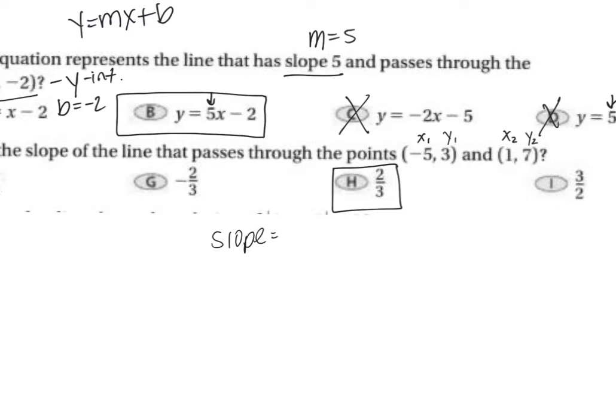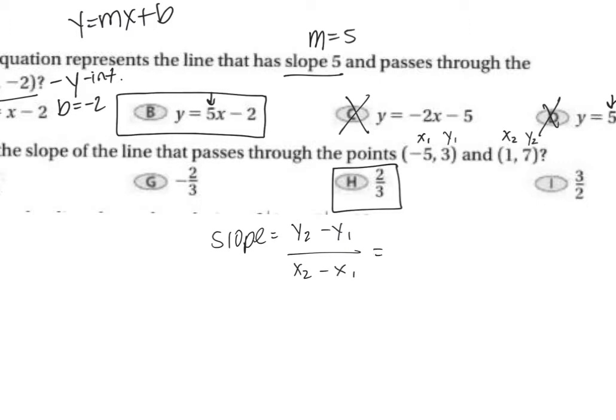I put x1, no, not x1, x2 over negative, wait, is this supposed to be y first? It's supposed to be y on top, okay? Y is in your numerator. The reason y is in your numerator, remember, is because it's rise over run. If we're rising or falling, is that in the y direction or the x direction? It's in the y direction, okay? Remember, y is vertical, x is horizontal. So it's going to be y2 minus y1 over x2 minus x1.